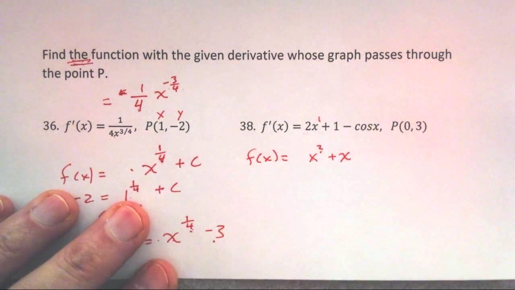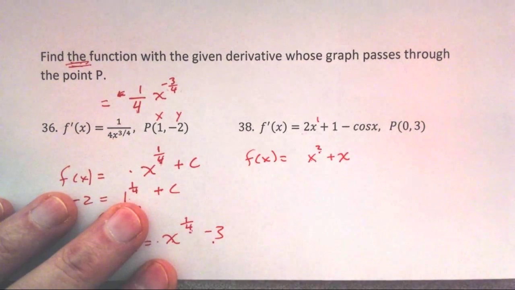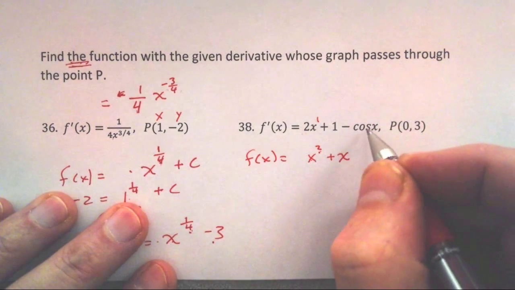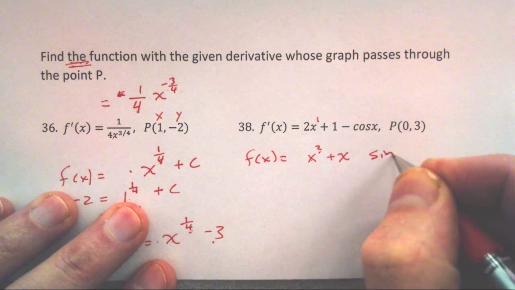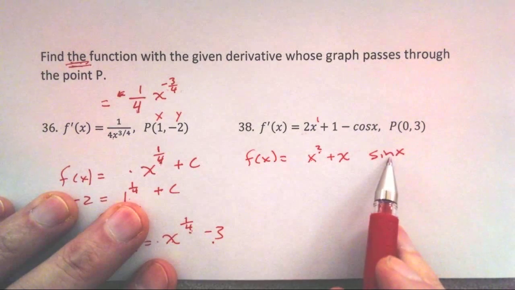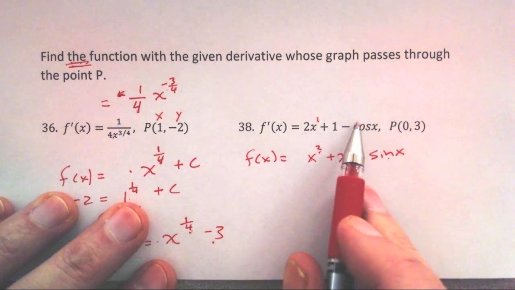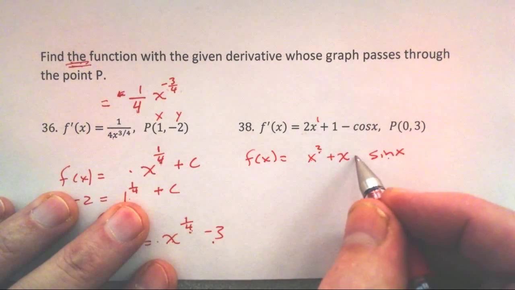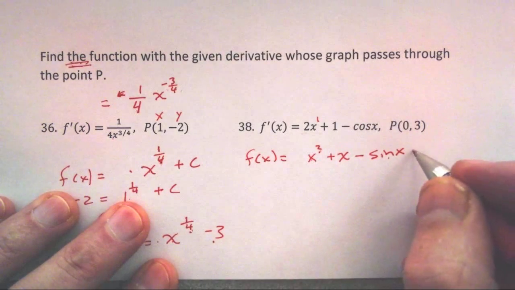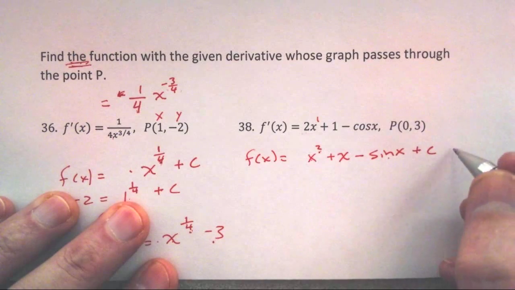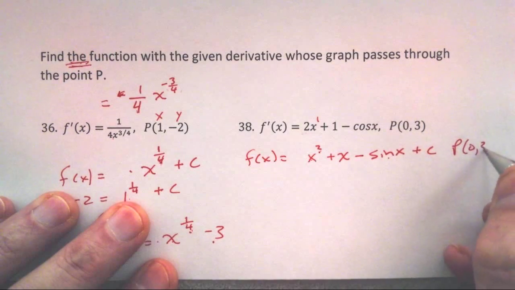And I'm not even going to put a plus or minus in here yet. Maybe I'll stick with a minus. What derivative gives me cosine? Sine of x's derivative gives me cosine, but sine of x gives me positive cosine. So yes, I do need to adjust that. Plus c, and now I need a point at 0, 3.